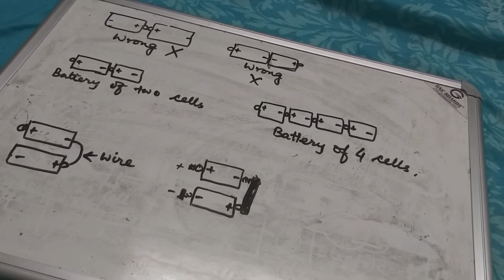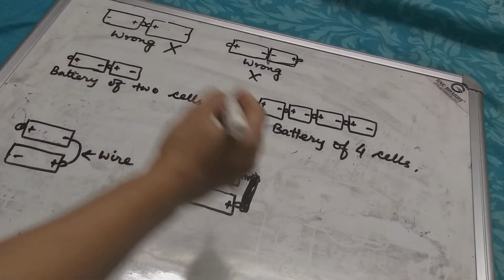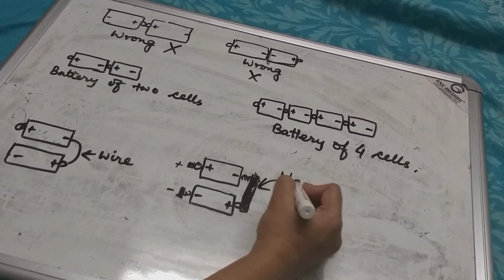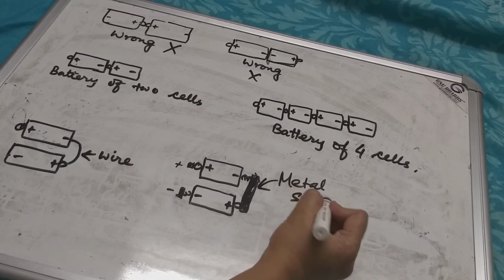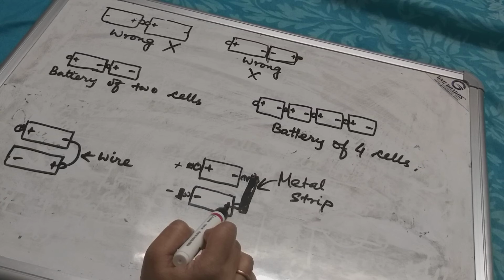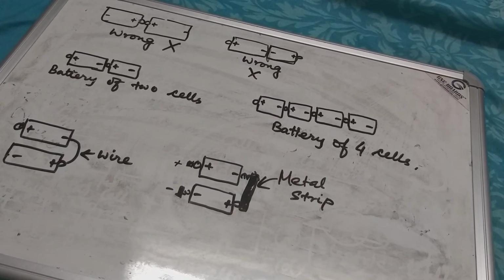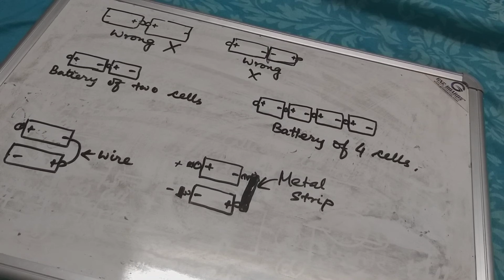So how is it possible? Here the spring is there and the metal strip. So the negative is getting connected with the positive of the other cell. This way it's done. So I hope that all of you have now acquired the knowledge of how cells are connected. You can check this at your home in a torch as well as your TV remote.